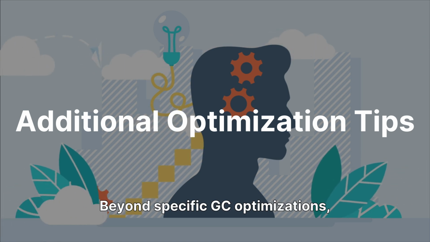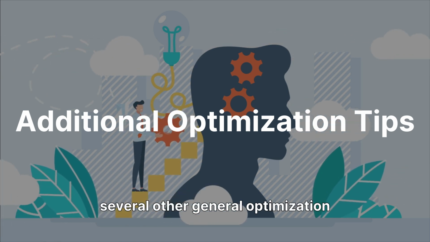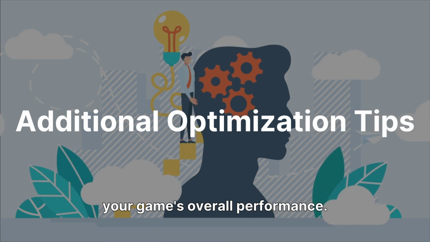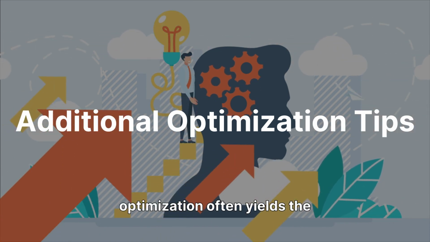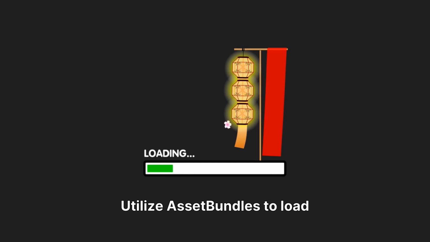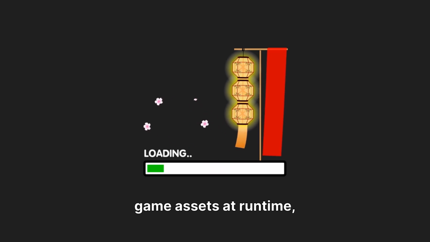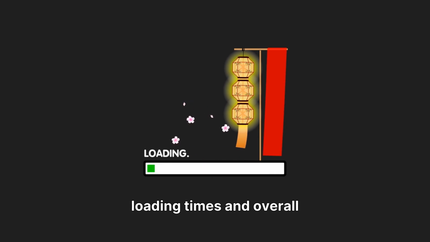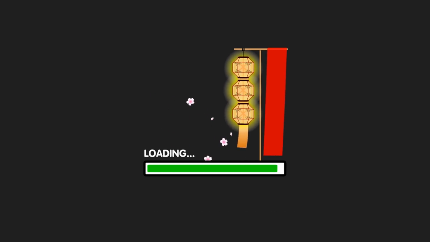Beyond specific GC optimizations, several other general optimization tips can further enhance your game's overall performance. A holistic approach to optimization often yields the best results. For asset optimization, reduce texture resolutions, use compressed texture formats, and remove unused channels from meshes to minimize memory usage. These small changes can collectively free up significant amounts of GPU and system memory, improving loading times and overall performance. Utilize asset bundles to load game assets at runtime, which significantly reduces initial loading times and overall memory usage by only loading what's needed.